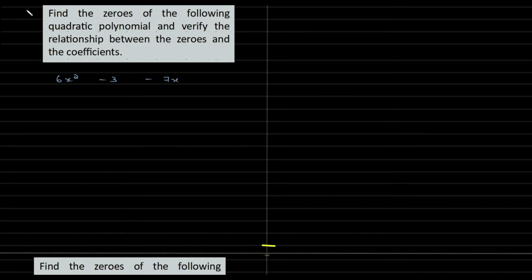So this is a pretty good question. We're looking at finding the zeros and verifying the relationship. The same thing. The first thing is writing in standard form. So is it in standard form? It's not. So 6x square is the first term minus 7x minus 3.